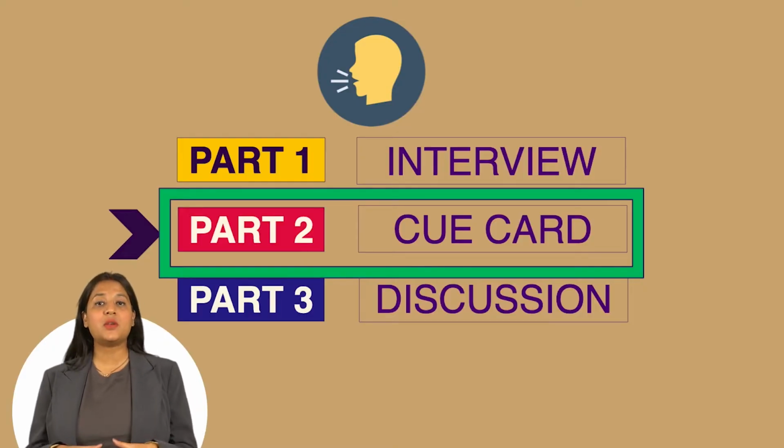In the previous IELTS speaking video, we learnt about Part 1, the interview round, and how to deal with questions in it. If you haven't watched that video yet, please find the link to that video in the description. You may want to watch it later. In this video, we will focus on the Part 2 cue card.